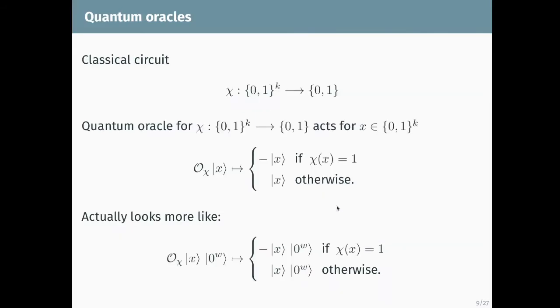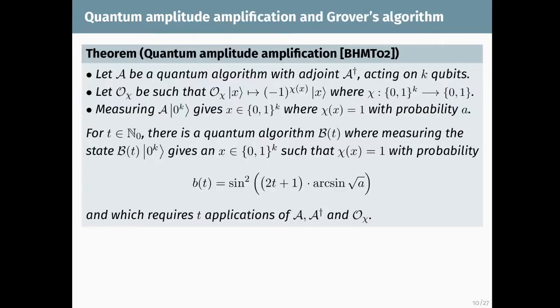Now, one particular circuit we'll be interested in is the quantum oracle. So for any classical circuit, say chi here, which is our search function, we can define a quantum oracle, which simply takes the computational basis state and flips the amplitude if chi of x is equal to 1. But we'll actually want to implement it more like this. Now for our purposes, the number of bits to represent k will be relatively small, but the number w will be large, and we'll be aiming to reduce this.